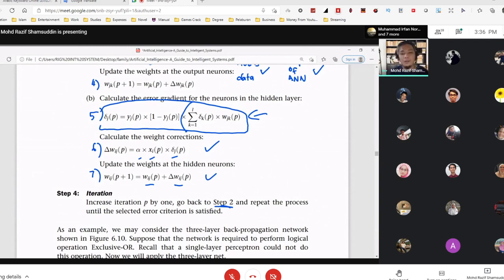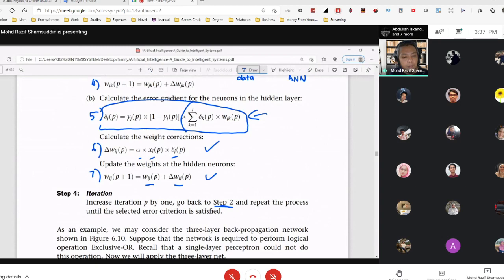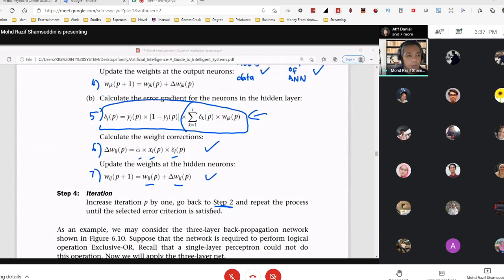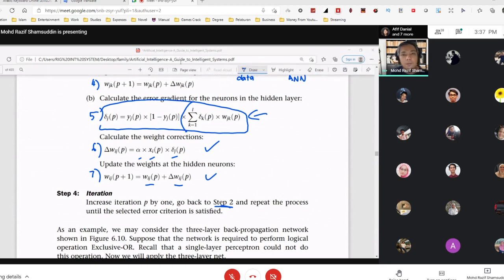Okay, let me run something. Sorry, wait. Because I need to show you. The program runs a bit slow, so I need to execute the program first before I explain it to you.